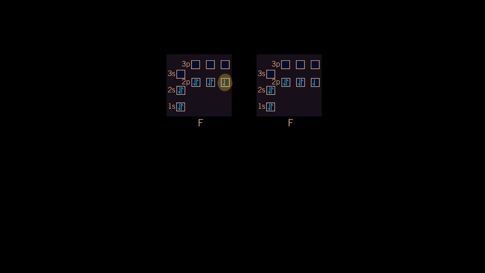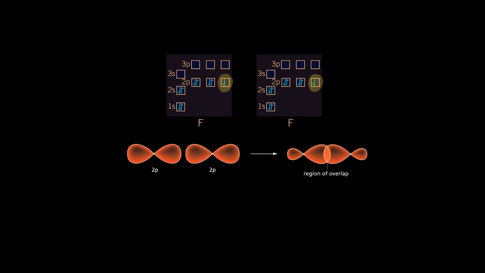So let me highlight that for you. This one and this one. These two will overlap with each other. So here is that happening. 2pZs horizontally come together and one of their lobes overlaps with each other. That's right here. Because that's the fastest way to overlap. And that overlap region is where you're going to find these two electrons, basically.